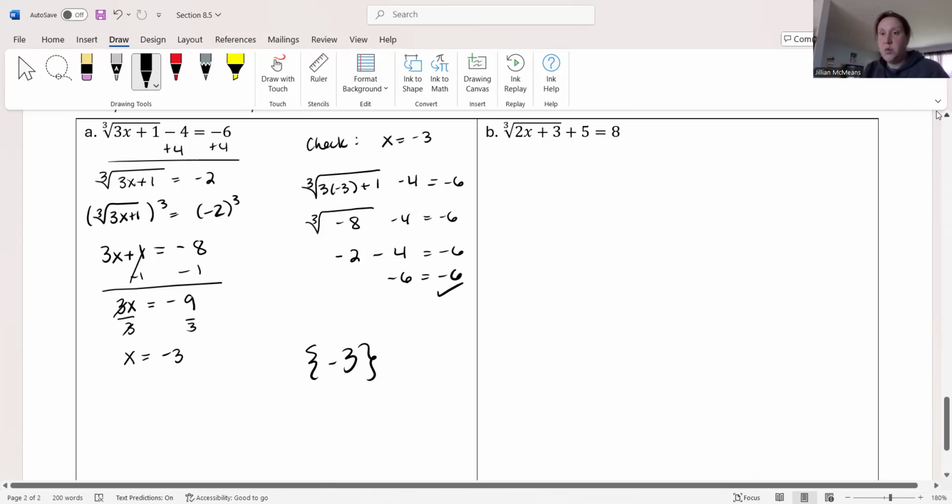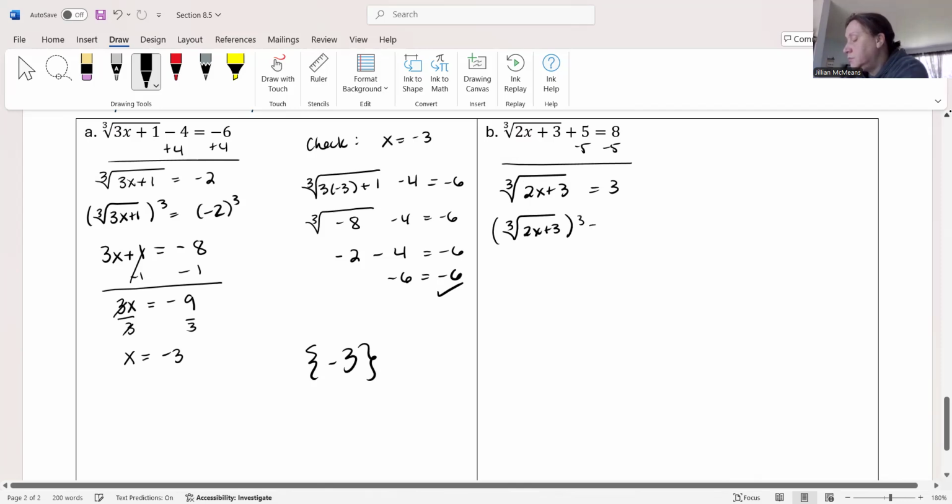Okay, let's practice it one more time. So we've got the cube root of 2x plus 3 plus 5 equals 8. So we want to isolate the radical. So I'm going to subtract 5 from both sides. That's going to give me the cube root of 2x plus 3 equals 3. We want to cube both sides. Remember, when you cube a cube root, they just unravel each other. So I'm going to be left with 2x plus 3 equals 27.